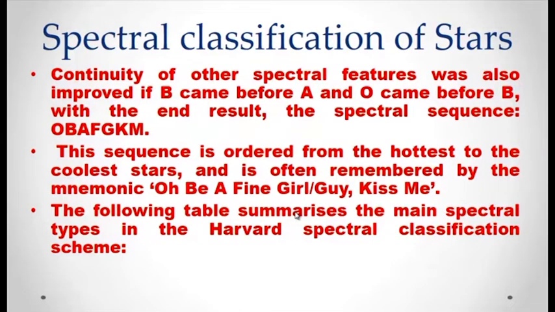Continuity of other spectral features was also improved if B came before A and O came before B in the spectral classification of stars. Finally, the spectral sequence ends with the sequence O, B, A, F, G, K, M. So this is the seven-type spectral classification of stars. This sequence is ordered from the hottest star to the coolest star and is often remembered by the mnemonic, "Oh, be a fine girl or guy, kiss me."